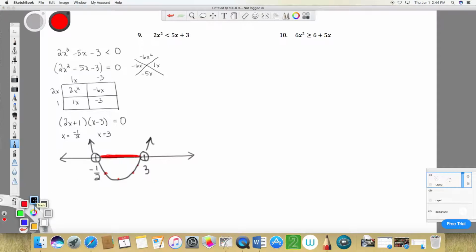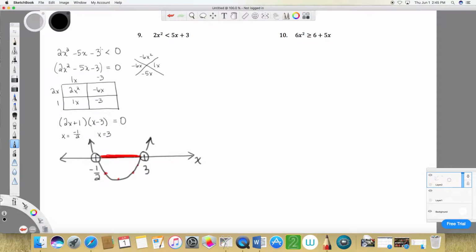It's probably a wise idea to pick a test point in there just to test yourself and see whether this should be shaded or not shaded. 0 is very easy to do arithmetic on. 0 is between negative 1/2 and positive 3. If I plug 0 in here, these first two terms are 0.